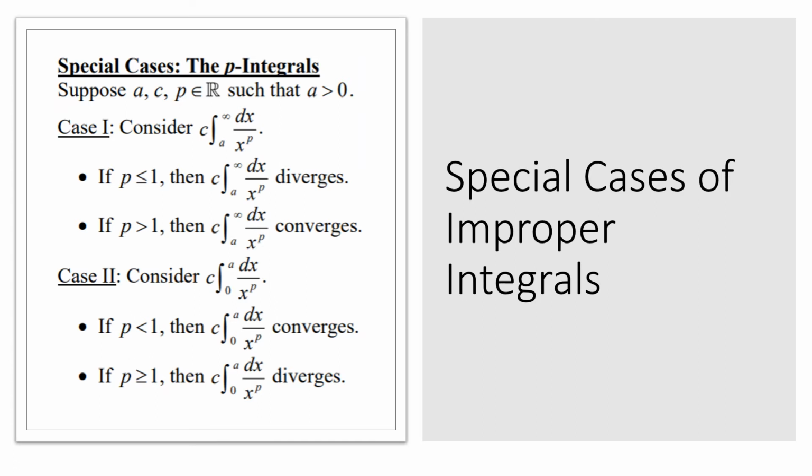All right, so then we have some special cases, and we call these p integrals. So anytime you have an integral of like 1 over x to some number, we have what we call p integrals. So for case 1, your integral is going from a number to infinity. And so if p is less than or equal to 1, you're going to diverge, versus if p is greater than 1, you're going to converge. And then case 2 would be like if I was going from 0 to some number a. Then if my p is less than 1, I'm going to converge. And if p is greater than or equal to 1, I'm going to diverge.